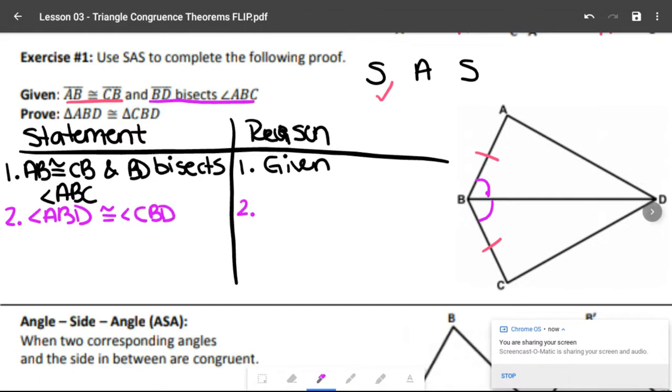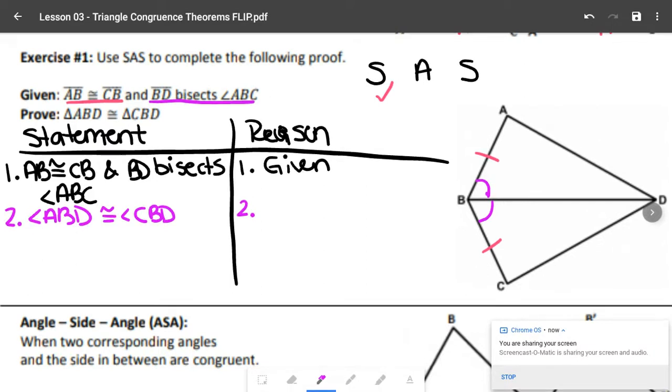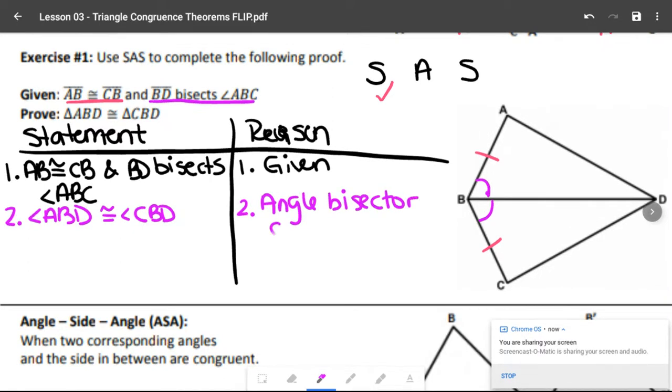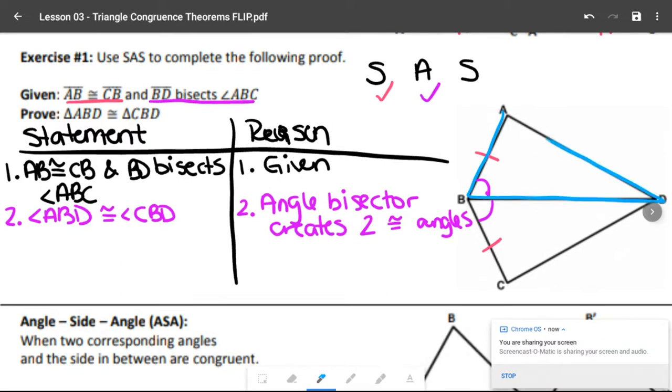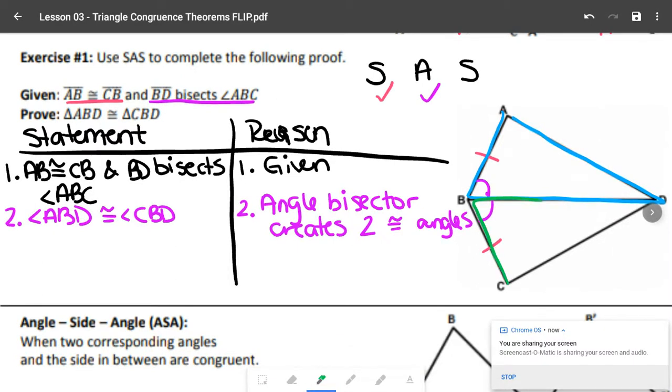Okay, so we can just justify exactly what we know about an angle bisector. An angle bisector creates two congruent angles. You could use symbols, you could write it out however you prefer, but now we have our angle, so we have a next step done. I'm out of information from the given. I have nothing else to look at, but my goal, remember, is to prove that triangle ABD is congruent to CBD.